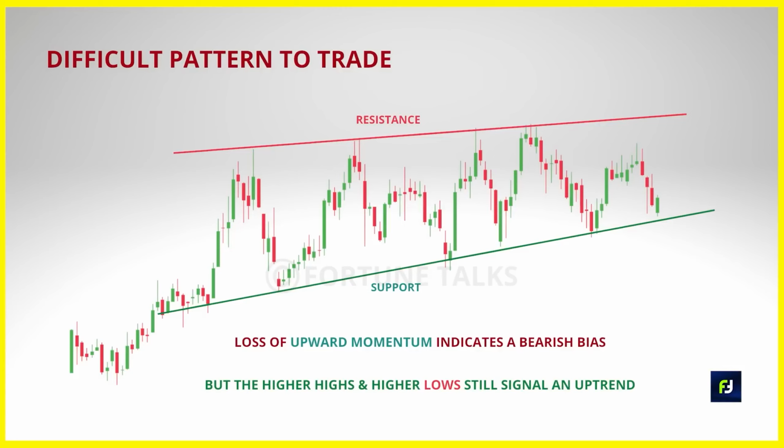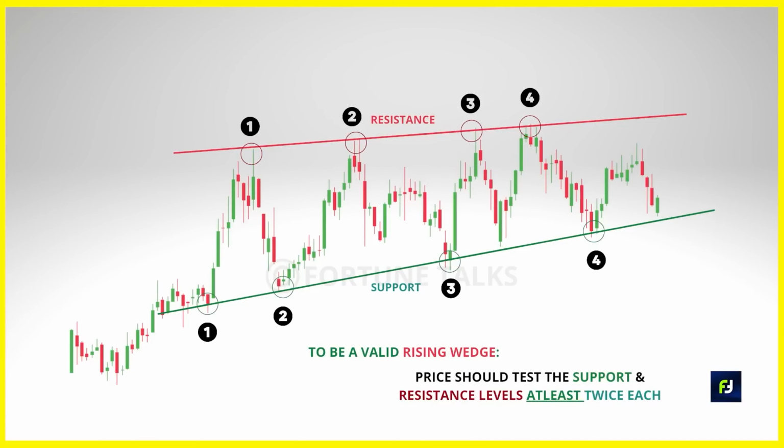However, the series of higher highs and higher lows keeps traders guessing that the trend is still bullish. This is where the contracting range helps us the most. Moreover, to identify it as a rising wedge, the price should test the upward sloping support and resistance lines at least twice each.